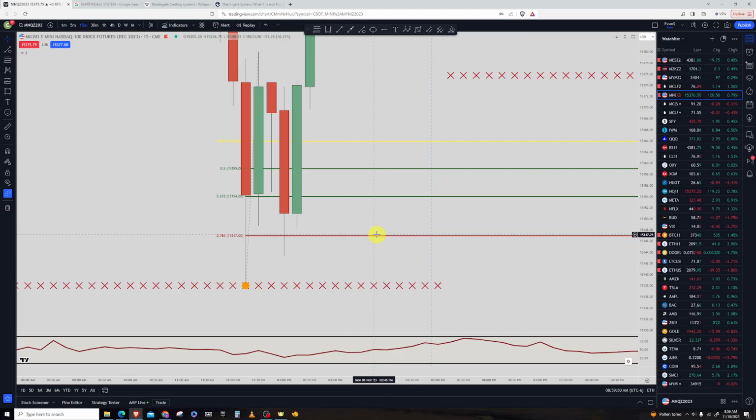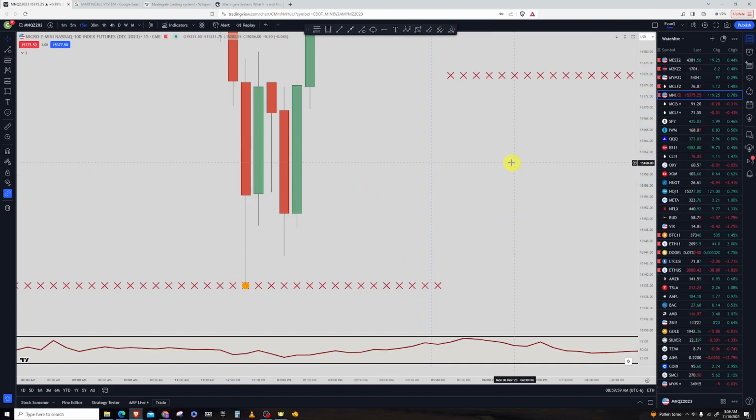You get it down here at 3 contracts, and then your exit is just above the 61.8%, and that's how you get out of there. If price keeps going away against you, well then, good luck.